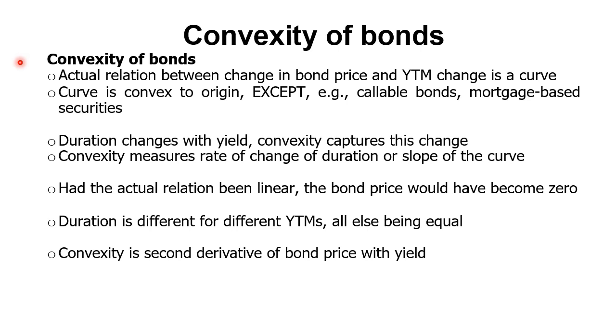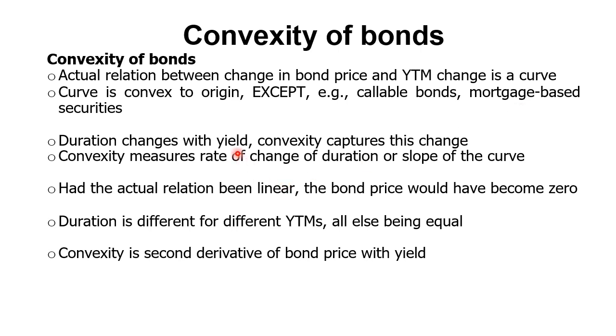As we saw in our example, the modified duration is unable to predict the change of a bond price with a change in yield with 100% accuracy. The problem is that while duration is a linear measure, the actual relationship between the change in bond price and the change in YTM is a curve instead of a straight line. The curve is convex to the origin, except in certain cases such as callable bonds and mortgage-based securities.